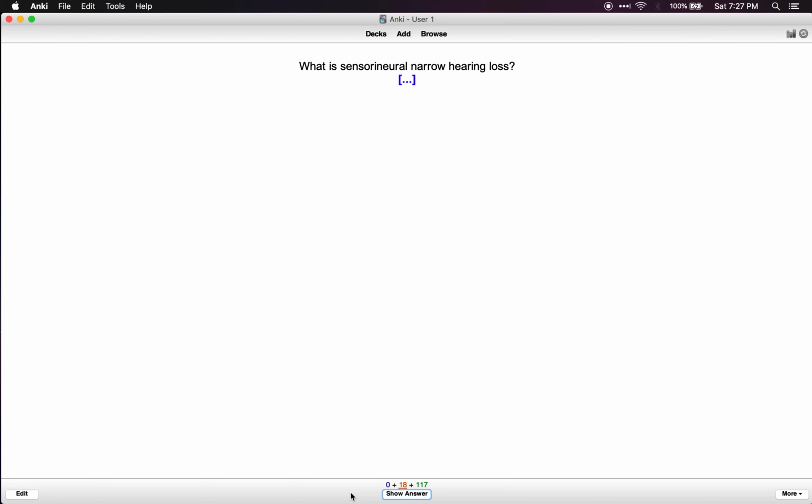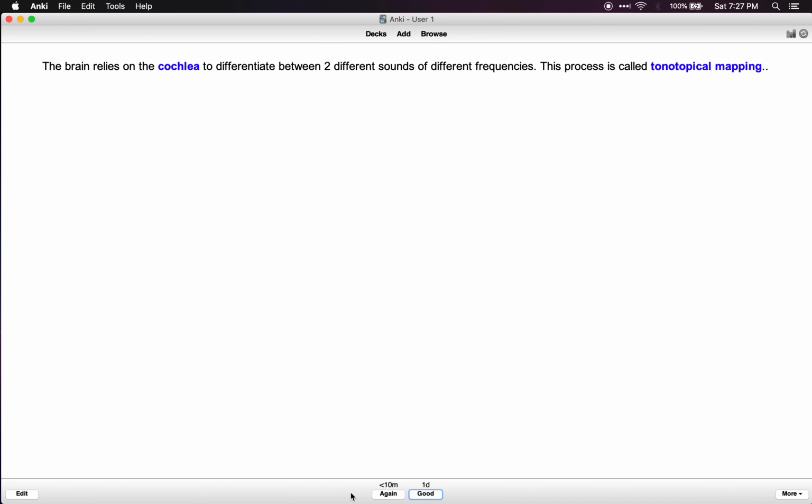Sensorineural hearing loss is when you're unable to conduct sound waves from the cochlea to the brain. The brain relies on the cochlea to differentiate between sounds of different frequencies. This process is called tonotopic mapping.